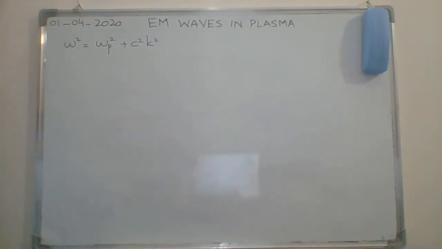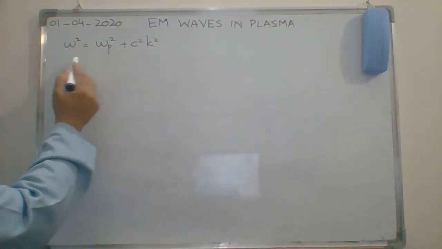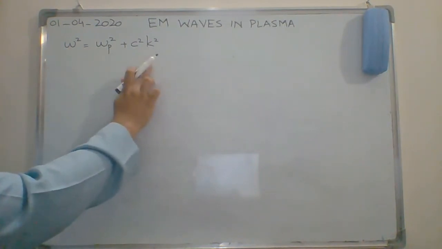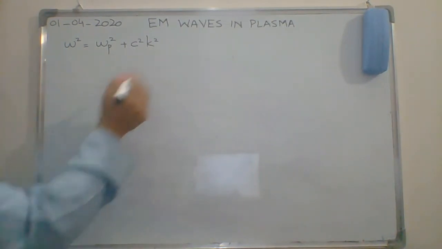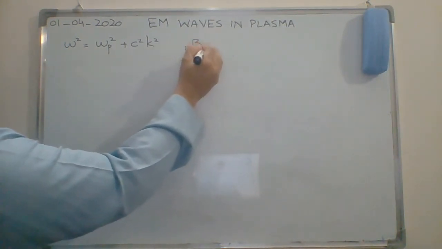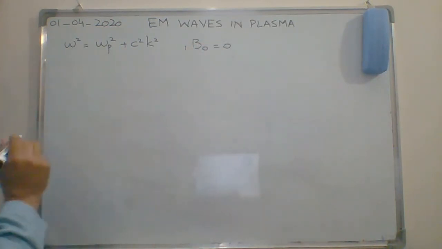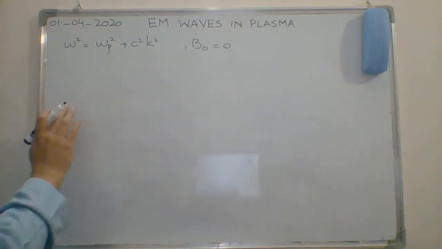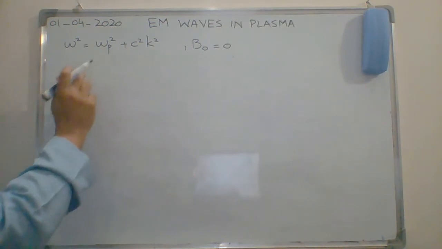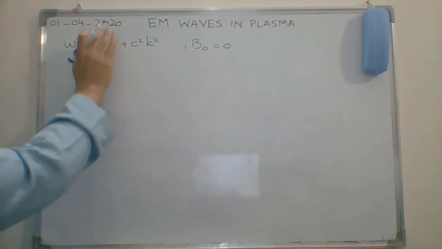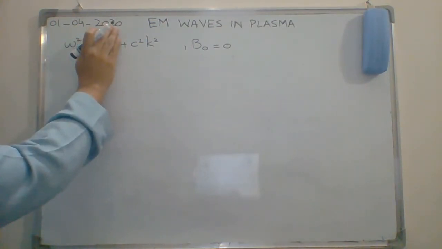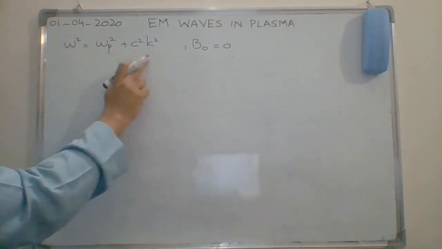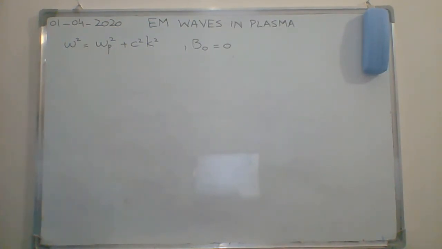Today I'm going to talk about the dispersion relation of electromagnetic waves in plasma without a magnetic field, that is B naught equals 0. Here you can see the dispersion relation of the electromagnetic waves is modified by this term. In the absence of this term, we have omega square equals c square k square, which is the dispersion relation of electromagnetic waves in vacuum.